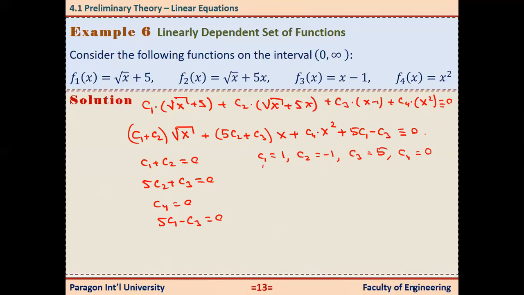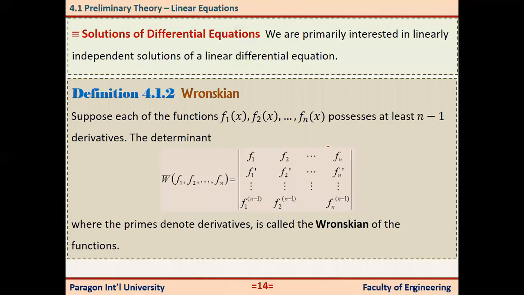As you see here, we have just found a set of 4 constant numbers, at least one of them not equal to 0. Actually, 3 of them are not equal to 0. So what does it mean? That means that the given set, f1, f2, f3, f4, these functions are linearly dependent. Okay. All right.